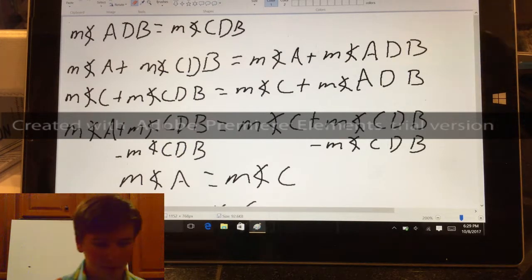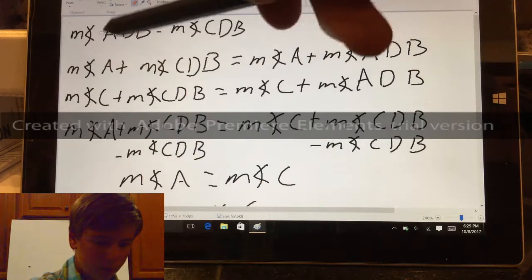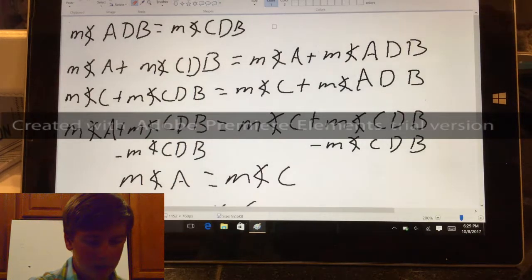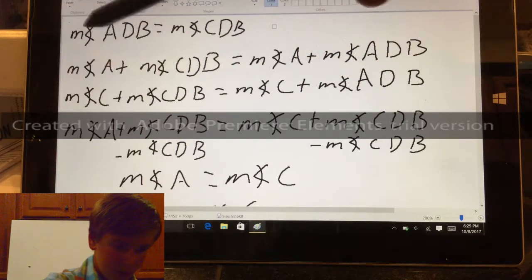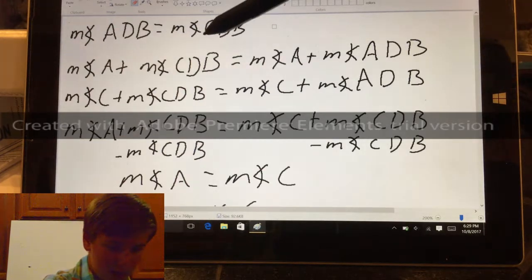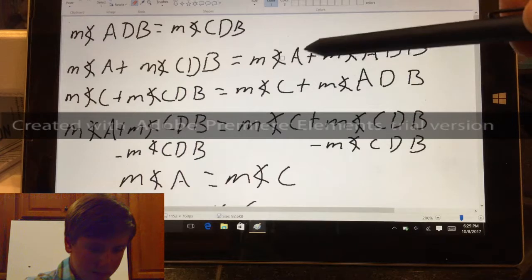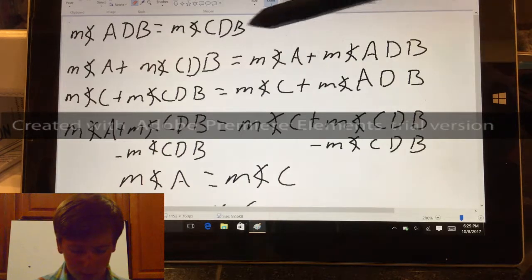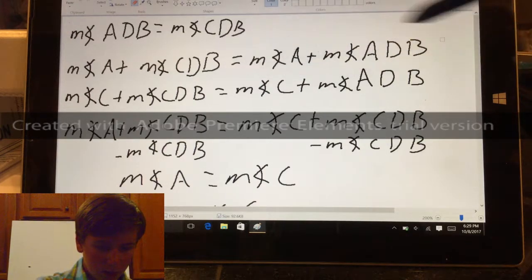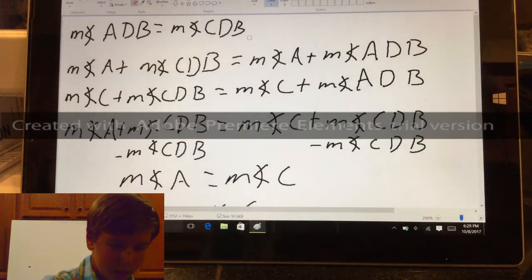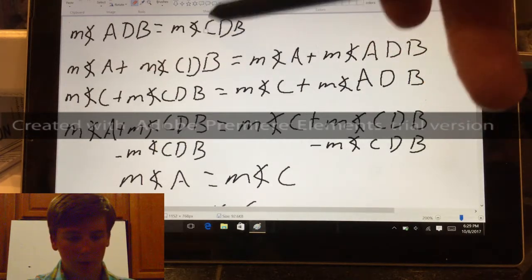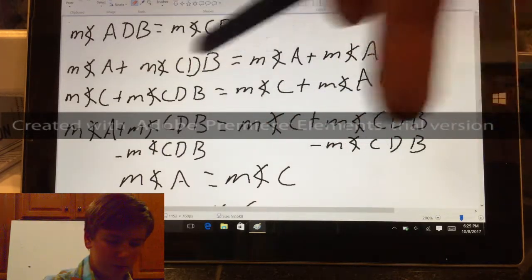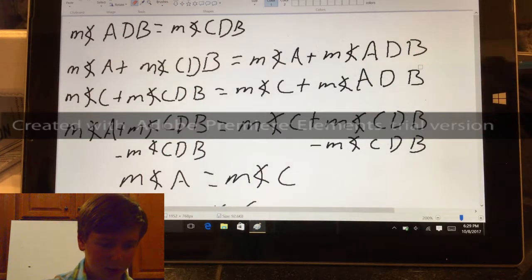So if you take that information and right here the measure of angle ADB equaling the measure of angle CDB, which is shown in the drawing, then the measure of angle A plus the measure of angle CDB equals the measure of angle A plus the measure of angle ADB. You can do that because of substitution. Originally you just have this, but since these are equal to each other, you can substitute the CDB in for the ADB, and these both equal 90 degrees, so that's a true statement right there.